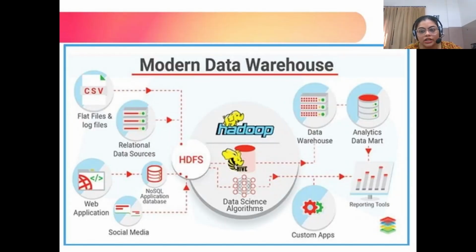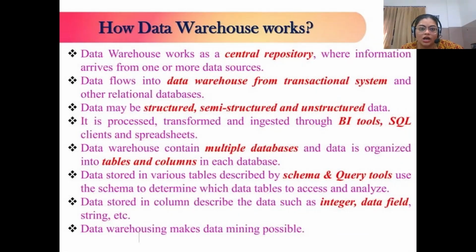You can see the modern data warehouse: Hadoop, data science algorithms, HDFS, NoSQL applications, relational data sources, flat files and long files, CSV, web applications, social media, data warehouse, analytics, data mart, reporting tools, custom apps. All these work together for the collection of data and information. How data warehouse works. Data warehouse works as a central repository where information arrives from one or more data sources.